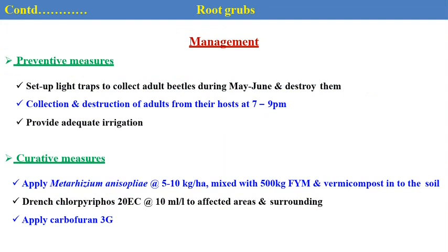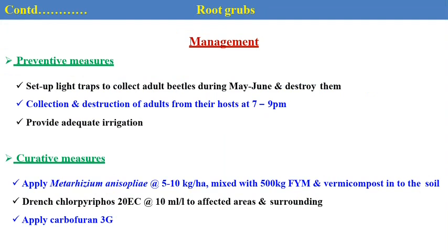Then in case of curative measures, nowadays the rotavator is mostly used for interculture operation. This is effective to kill the different life stages. And then you can use Metarhizium anisopliae. Metarhizium anisopliae is an entomopathogenic fungus, and it is effective against all the coleopteran grubs. It is mixed with FYM and vermicompost and applied into the soil.